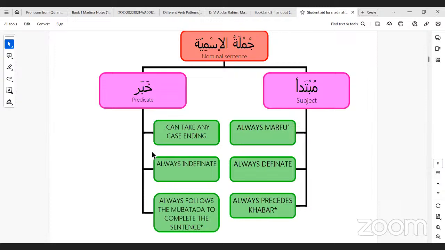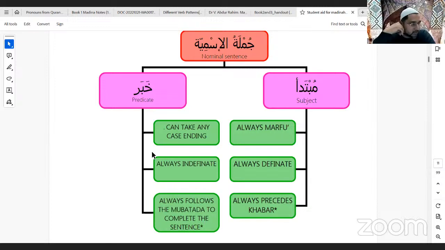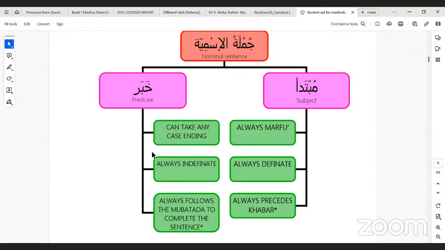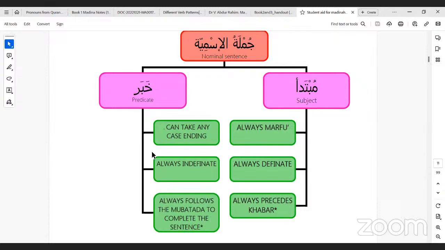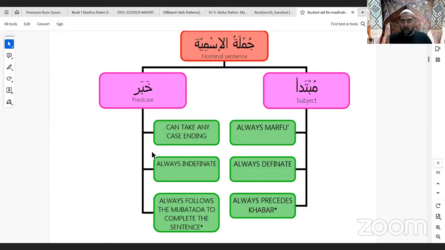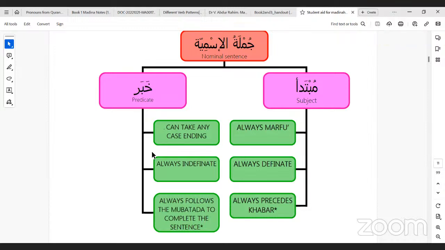Jumlatul Ismiya can be divided into Mubtada and Khabar. Mubtada has the following points. Mubtada is always marfu. What does marfu mean? Marfu is the noun with a dhamma, or a dhamma tanween.